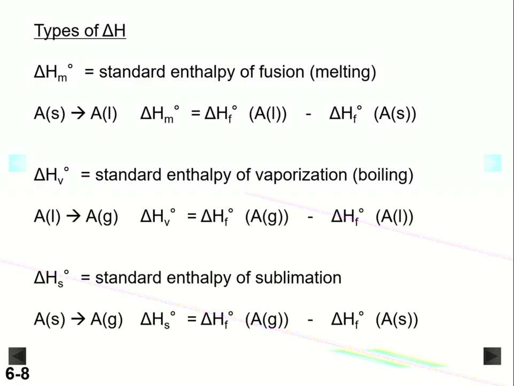Finally, there's a standard enthalpy of sublimation, that is going from the solid state directly to the gaseous state. And in that case, the sublimation enthalpy is equal to the enthalpy of formation of the gas minus the enthalpy of formation of the solid. And this occurs, for example, if you leave ice cubes in your freezer for too long, of course, they seem to shrink and get smaller. They're undergoing sublimation to the gaseous state.